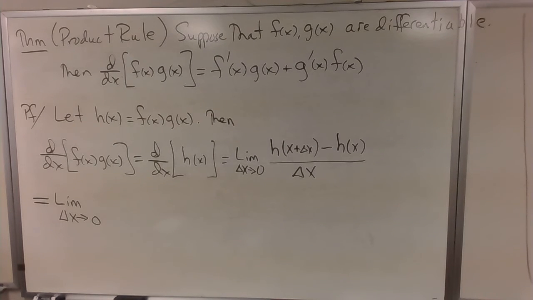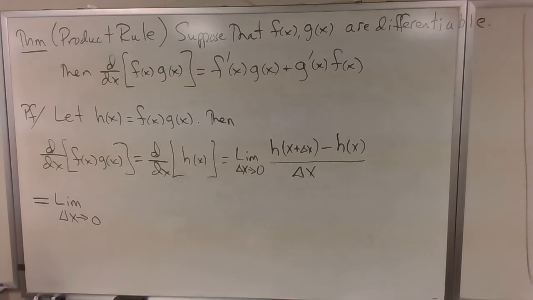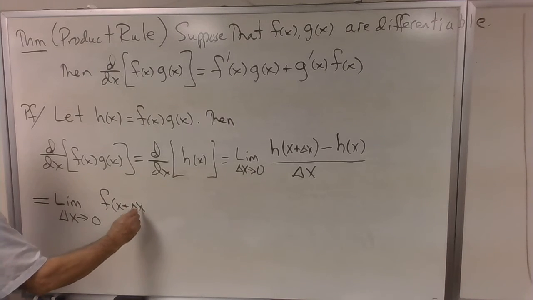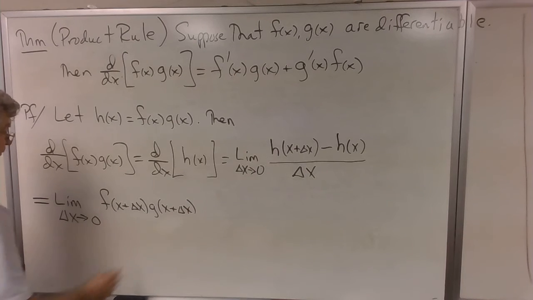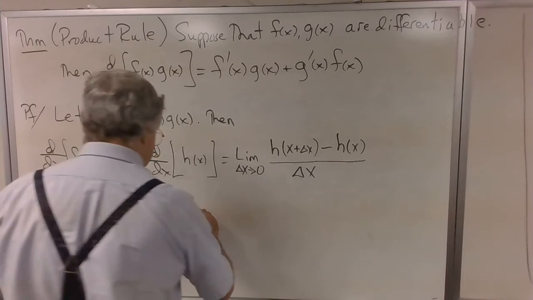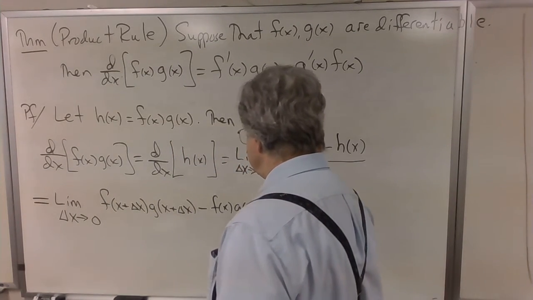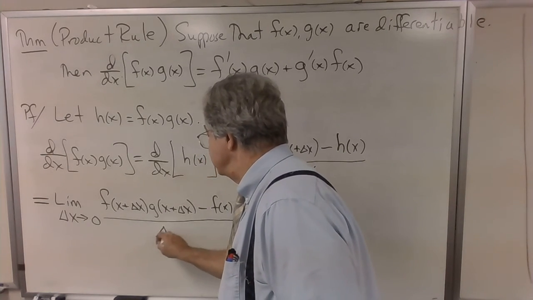And that is equal to the limit as delta x goes to 0 of, okay, in terms of f and g, what is h evaluated at x plus delta x? Don't we take x plus delta x and put it in both of these places? So we have f of x plus delta x, g of x plus delta x, and then minus h of x, that's minus f of x, g of x, whole thing over delta x.